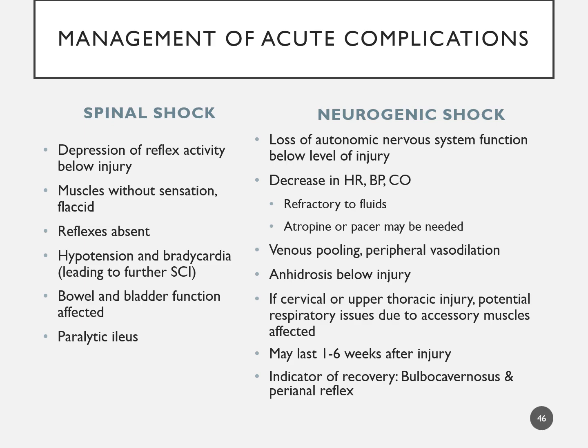Let's talk about some complications from spinal cord injury. So one of the biggest early complications, spinal shock and neurogenic shock. And sometimes you'll see them used interchangeably. Spinal shock is a depression of that reflex activity below the level of the injury. So the muscles have no sensation and they're flaccid. So the spinal cord is in shock. Everything's flaccid. There's no reflexes. You'll see the patient will be hypotensive, and they'll also be bradycardic.